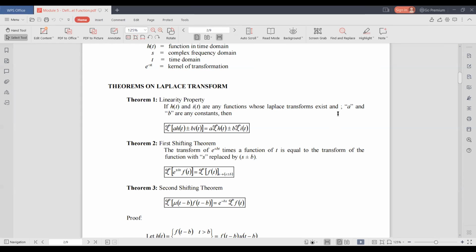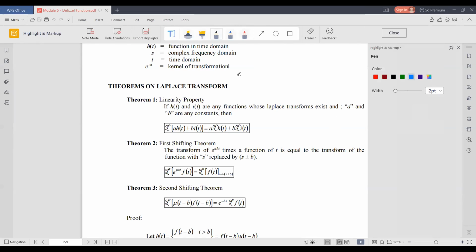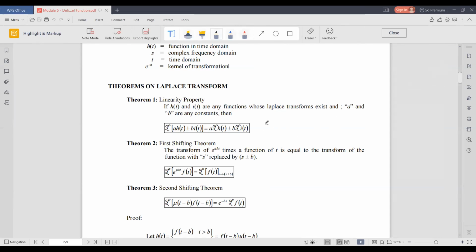So this is parang ano lang din to, no? This is just the same as your integration. So yung constant natin, lalabas lang natin. Here, yung constant natin is a and b. So when we integrate, di ba, constants lalabas natin, and then yung i-evaluate na lang natin is yung function. So here, the Laplace transform of a constant multiplied by the function of time is just equal to your constant multiplied by the Laplace transform of the function.